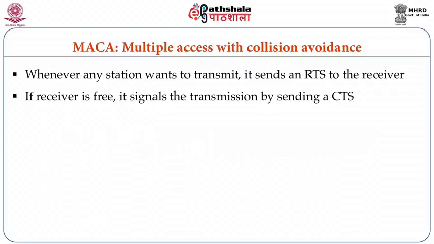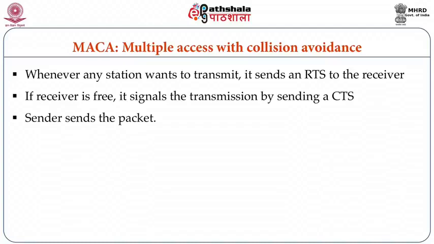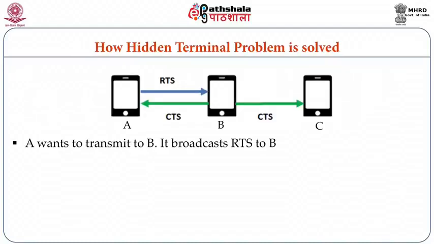If the receiver is free, it signals the transmission by sending a CTS. The sender sends the packet, the receiver receives the packet and sends the acknowledgement. Okay. Now we'll see how, with the help of this RTS CTS, the hidden terminal problem is solved. Again refer to this diagram. And the scene is A wants to transmit to B.